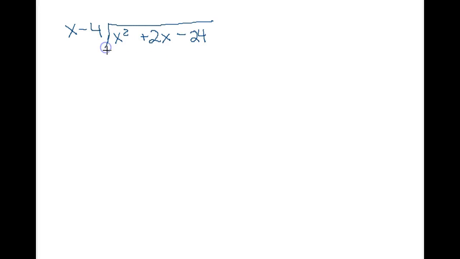Okay, so the first thing we are going to do, remember you always compare these first initial values. So how do I get x to x squared? Well, I just multiply it by x. Then you're going to multiply that back into each of these terms. X times x is x squared. X times negative 4 is negative 4x. Remember, this is subtraction.